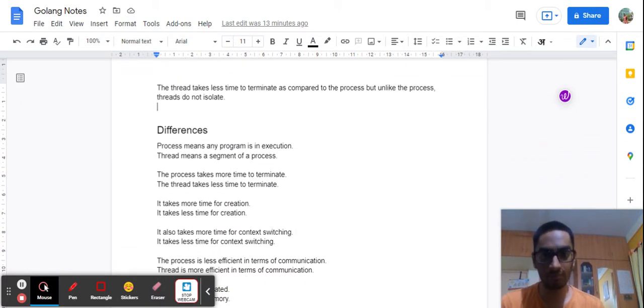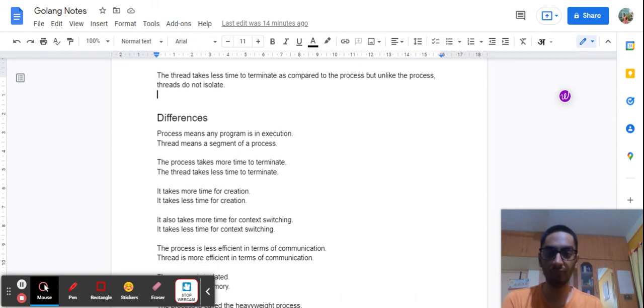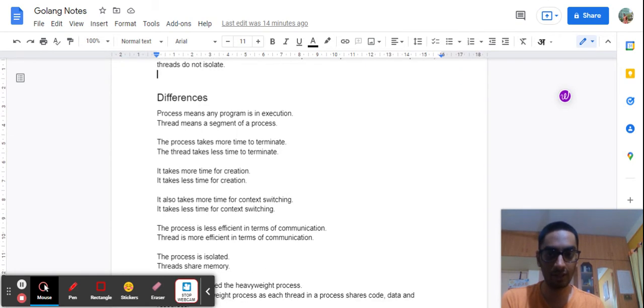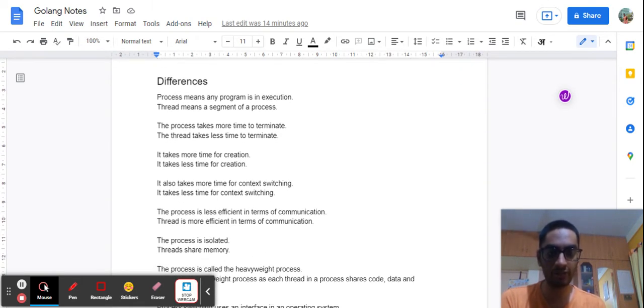A thread takes less time to terminate as compared to a process because it's lightweight, and unlike processes, threads are not isolated. They do not completely work autonomously, meaning that they share some memory. We'll see in detail what the differences are between a process and a thread. The first difference is that a process means any program in execution. So any program in execution that's running in the CPU is termed a process.